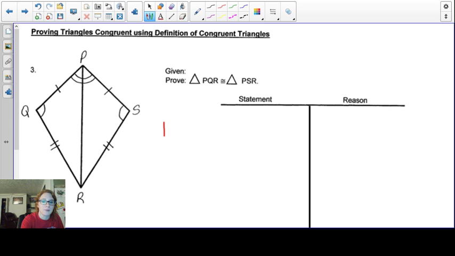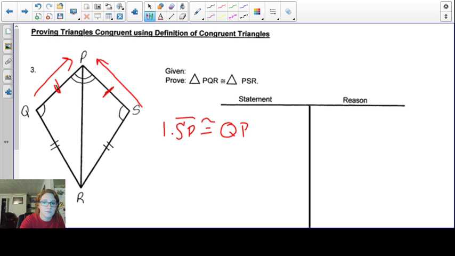So step number 1, name one thing that I see. Well, I see that this side is equal to this side. So let's go ahead and say that. SP is congruent to, now take a look at where I started. I went from the angle with 1 to the angle with 2. Good, I have to go this way. So that's one of them.